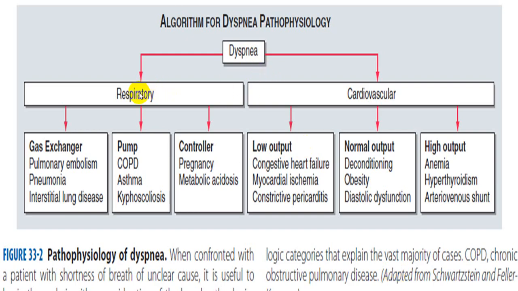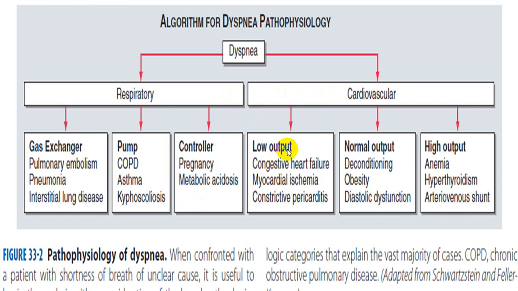Some examples in the respiratory group: pulmonary embolism, pneumonia, interstitial lung disease will have damage at the level of what we call gas exchange. While COPD, asthma, and a gross skeletal deformity like kyphoscoliosis will be in pump failure. This will be included in restrictive lung disease as well as obstructive lung disease. This will be obstructive lung disease, this will be restrictive lung disease. While there will be some diseases which have an effect at the respiratory center level, like metabolic acidosis, hypercarbia, that is excessive PCO2. During pregnancy also, you can have an effect on the respiratory center.